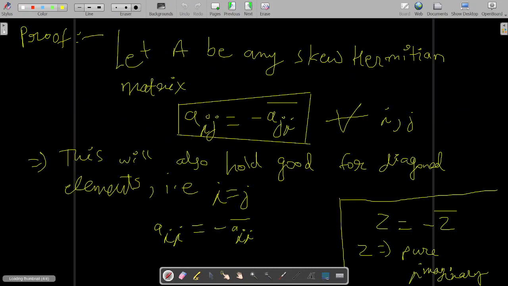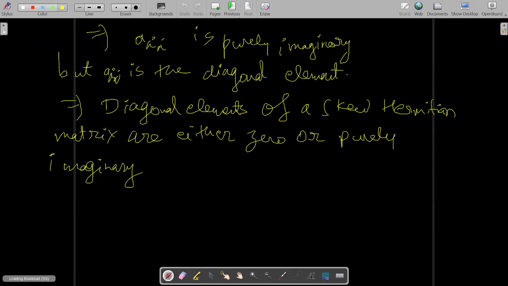So in case of 0 also this condition will be satisfied, right? In case of 0 also this condition will be satisfied, and in case of purely imaginary also this condition will be satisfied. So it is purely imaginary or 0, you can write like that. Okay, so this was the property number 1 of skew Hermitian matrix.